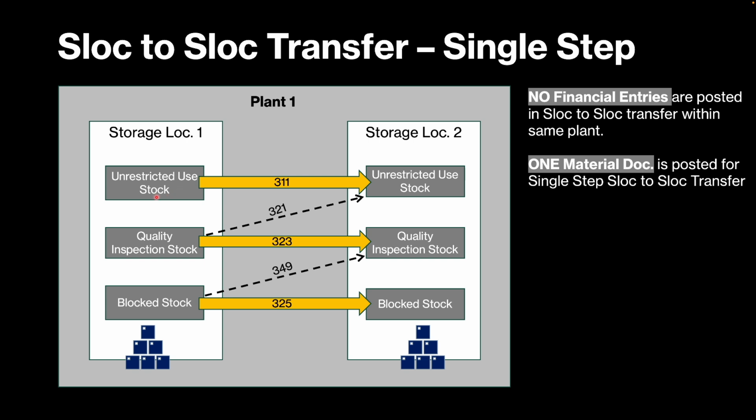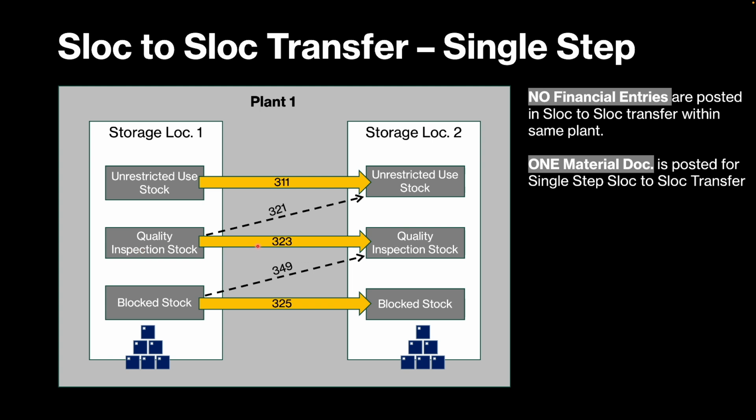If you have stock available under unrestricted use, then you can transfer this unrestricted use stock from one storage location to another storage location through movement type 311. This movement type will transfer your stock from unrestricted use in storage location 1 to unrestricted use in storage location 2.